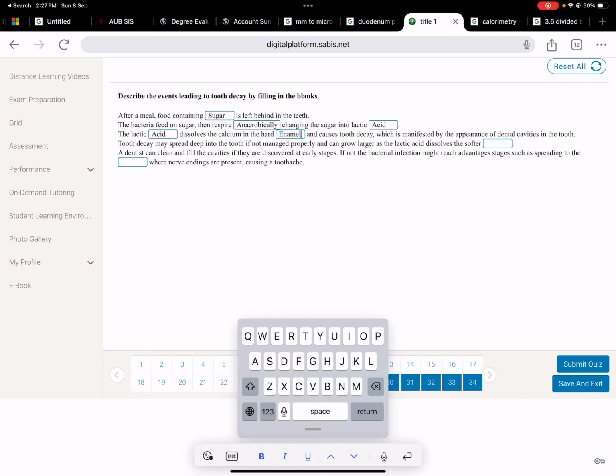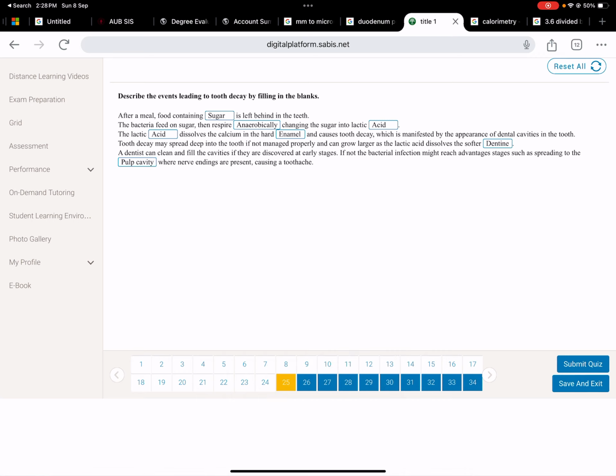appearance of dental cavities. Tooth decay may spread deep into the tooth and can grow larger as the lactic acid dissolves into the softer dentine, which is the living part of the tooth. A dentist can clean and fill if they are discovered. If not, it can reach the pulp cavity, where nerve endings are present, causing a toothache. Okay?